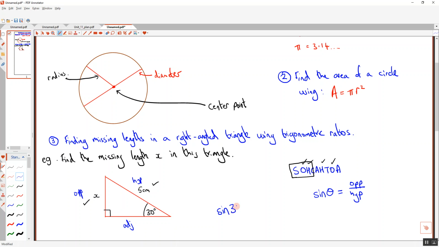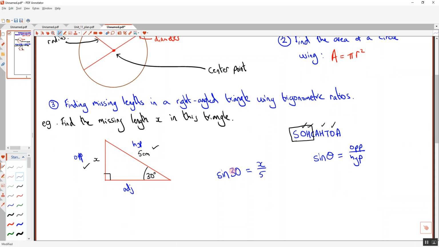30 degrees. Sine of 30 degrees is equal to, what's the opposite? X. Hypotenuse is 5, right. So then how do we work out what x is? Move 5 to the other side. Okay, how do I move it to the other side? Multiply it. Right, I multiply both sides by 5. Good, so I get 5 times sine 30 equals x. And what does that give me, Liam? That gives you.